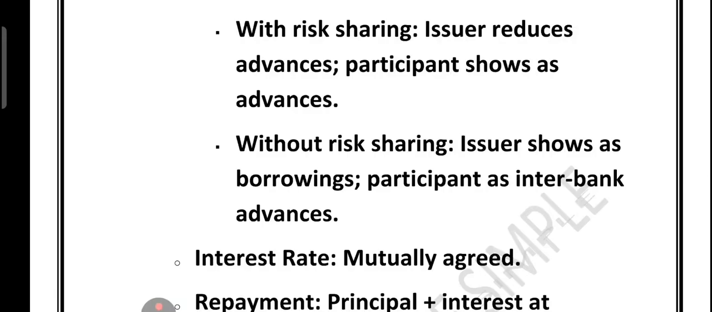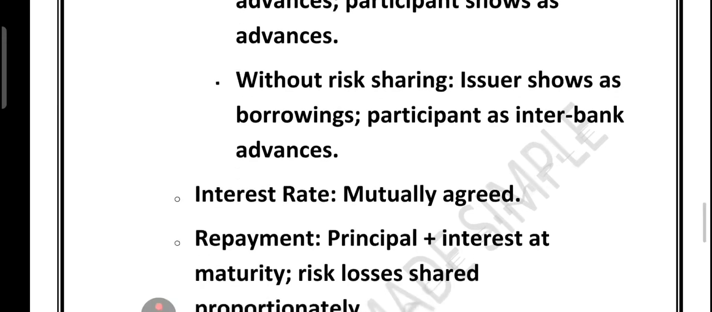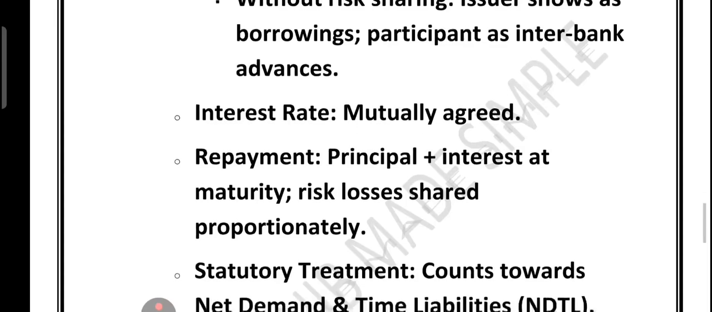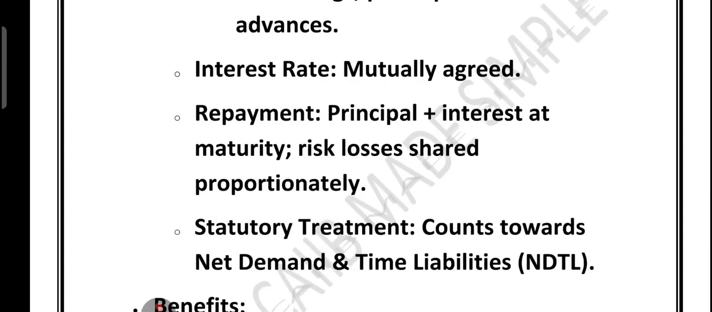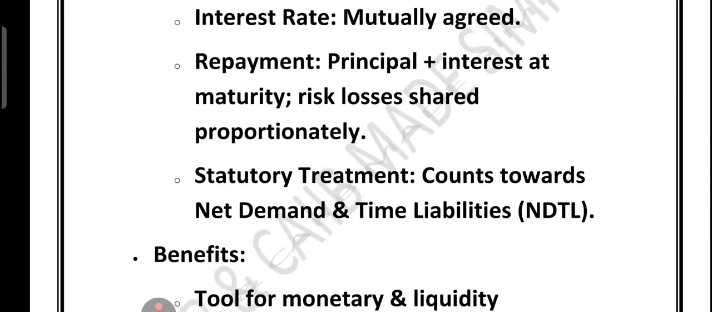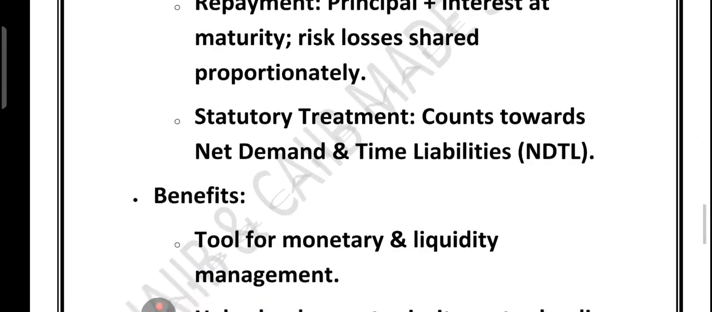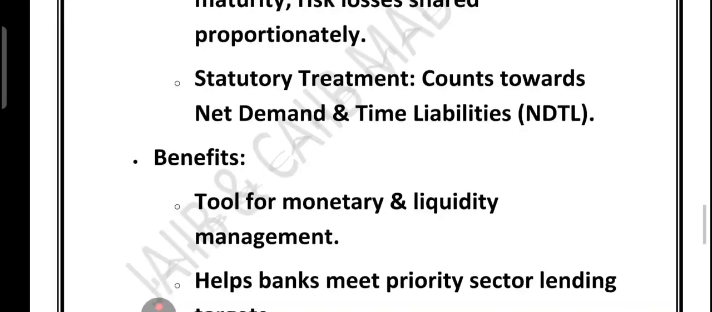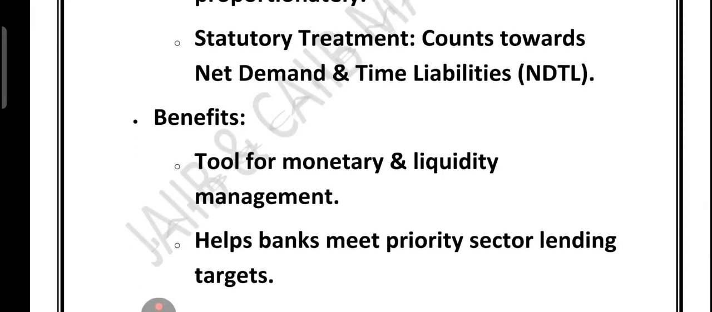Without risk sharing means issuer shows as borrowing, participant shows as interbank advance. Interest rate is mutually agreed between the parties. If we talk about the repayment, principal plus interest are repaid at maturity and risk loss is shared proportionally. A statutory treatment, please remember it: it counts toward NDTL, net demand and time liability. The benefit is that it is a very effective tool for monetary and liquidity management. It helps banks meet priority sector lending target.